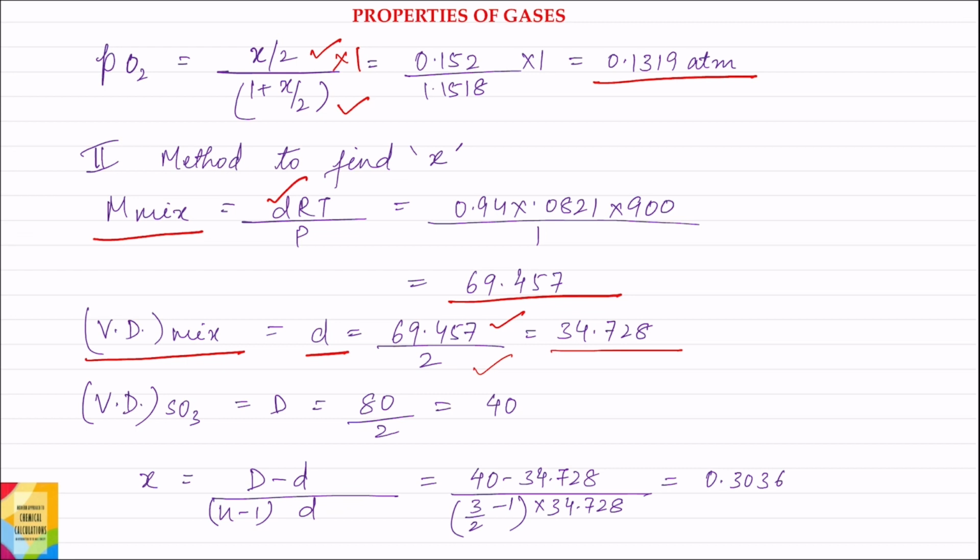Similarly, vapor density of sulfur trioxide, denoted by capital D, is equal to molecular weight of sulfur trioxide, that is 80, divided by 2, and this is equal to 40. Now applying the formula, x is equal to D minus d divided by (n minus 1) into d, where n is the number of moles of the product. The number of moles of the product is moles of sulfur dioxide plus moles of oxygen, that is 3 by 2. So n minus 1 becomes 3 by 2 minus 1. So putting the values and solving, the value of x is 0.3036.